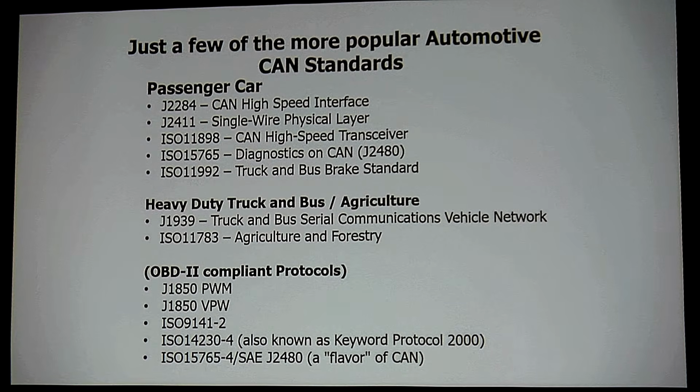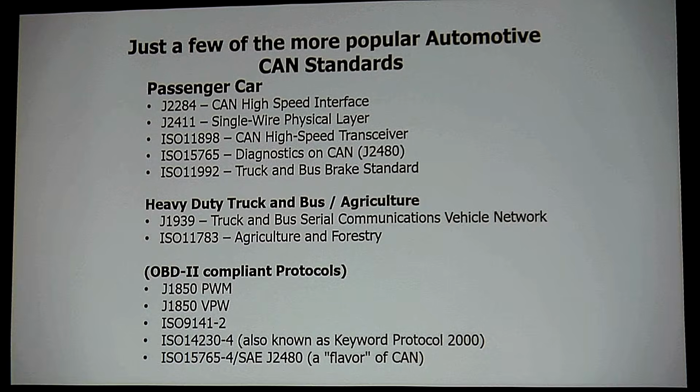So basically, if we look at some of these, we've got J2411. Well, that's a single wire layer. So what that's going to say is I'm going to use a single wire for my medium, and then I'm going to have some rules that I'm going to apply to make it work. And if I look at ISO, the ISO rule 11898, now this is for high-speed transceivers. And then when we look at diagnostics on CAN, ISO 15765, that's like what we're doing with OBD2, right? So each one of these has a unique set, and it says we're going to perform some of these tasks. But it really leaves a lot open for the manufacturer to make changes.